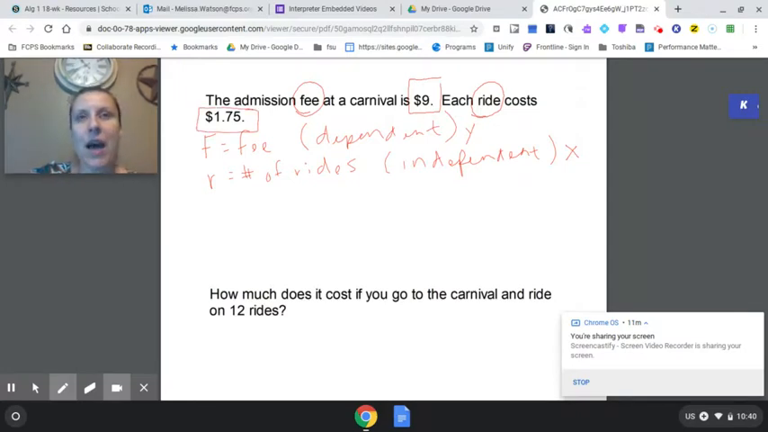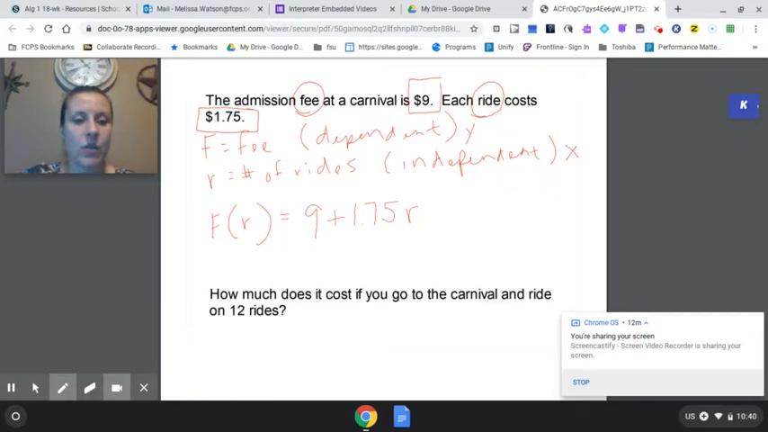So thinking about translating that into a function, I would say the fee for a particular number of rides is equal to $9 plus $1.75 per ride, which means times the number of rides.